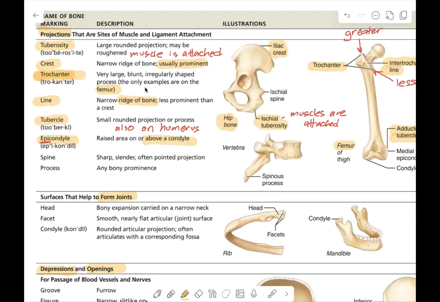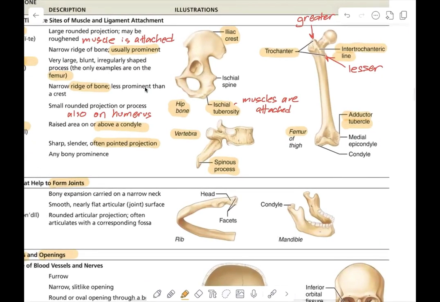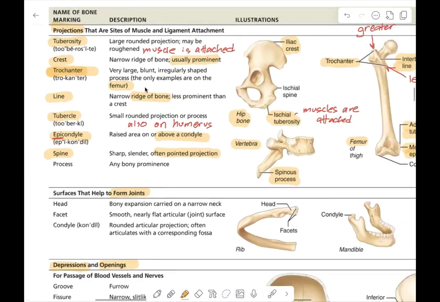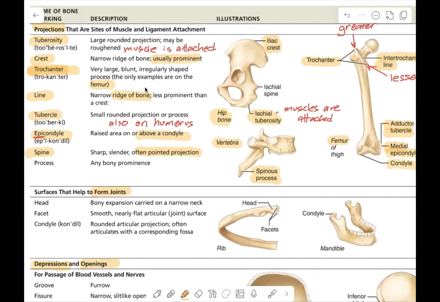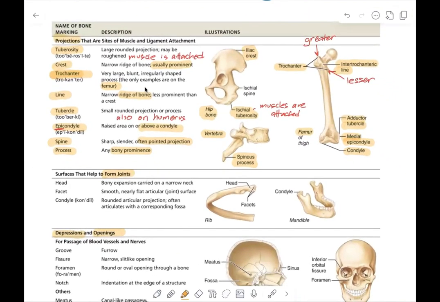There is the spine, which is a slender, often pointed projection. And in the vertebrae, if you feel or if you touch the posterior part of your vertebrae, you will feel the spinous process. We saw a medial epicondyle here, and this is the condyle, and then the spinous process would be the other example. So those are all the examples of projections for sites of muscle and ligament attachment.